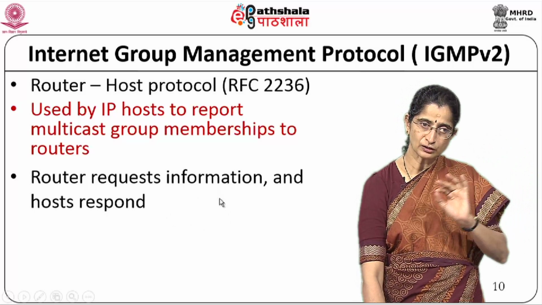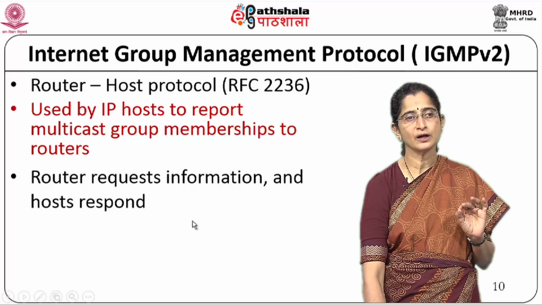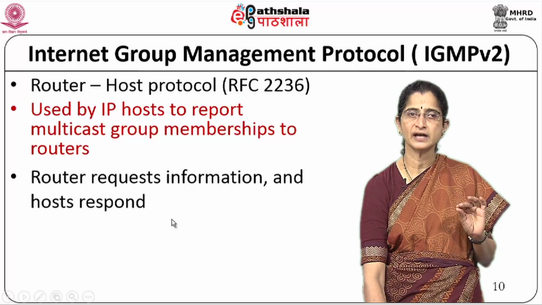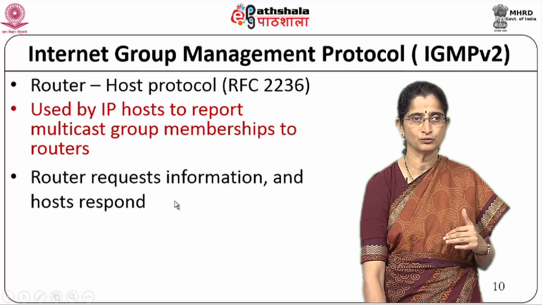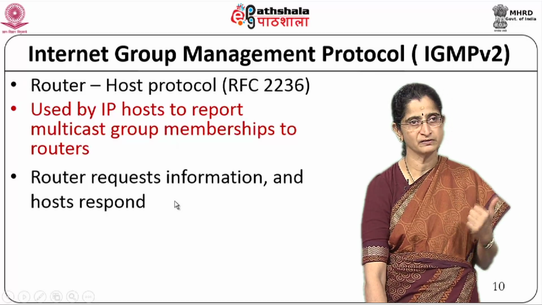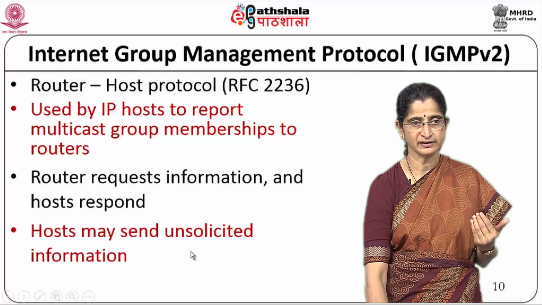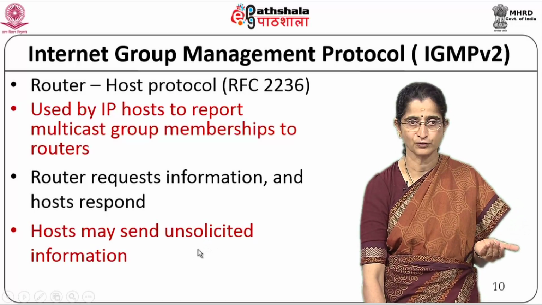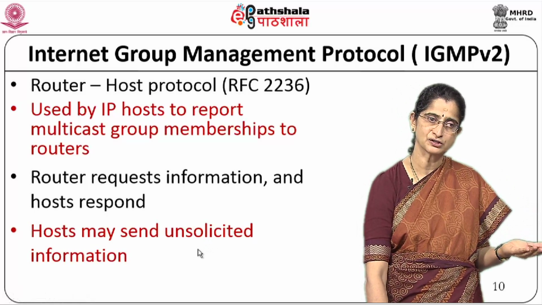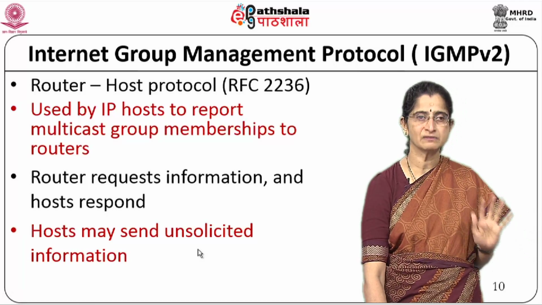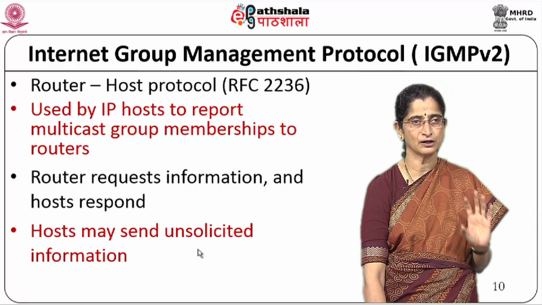Now, in order to talk to the host, the router will request information from the host and the host will respond to find out which groups they belong to and what information they are interested in. The host may also send unsolicited information, that is, even without the router asking for the information. The host may send the information to the routers. All these will have to be supported as part of the IGMP protocol.